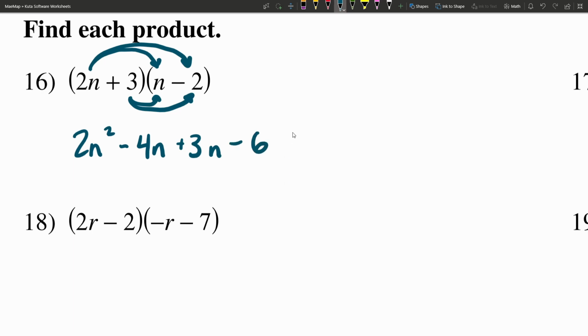This all simplifies down though, since I can combine my 4n and 3n, combining those like terms because they have the same degree. So that's going to be 2n squared minus n minus 6. That's my solution for number 16.